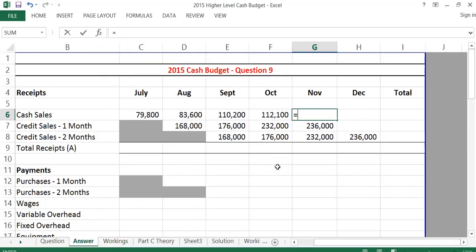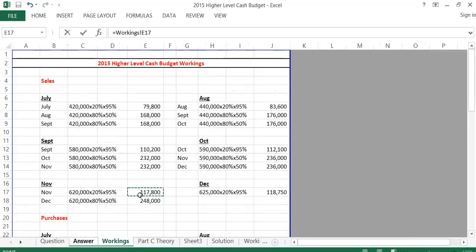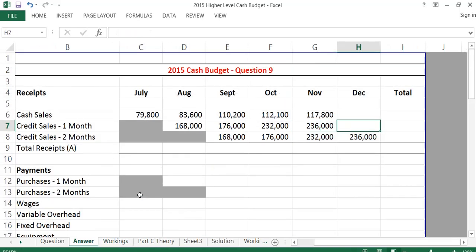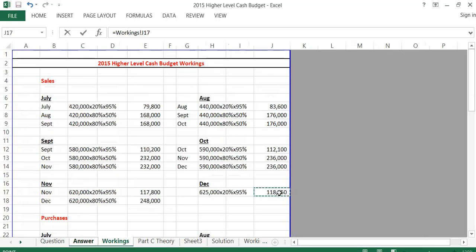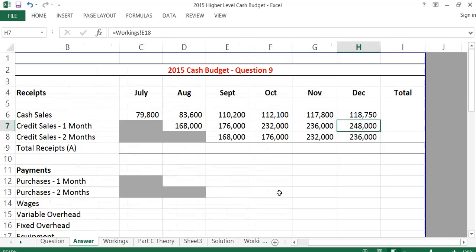In November, from the cash sales for that month, I'm going to get 117,800, and from the credit sales, I'm going to get 248,000. And I don't need to do January because I'm only asked to do the 6 months up to December. Then in December, for the cash sales, I'm going to receive 118,750. Then I just total them down, and then I will total across.